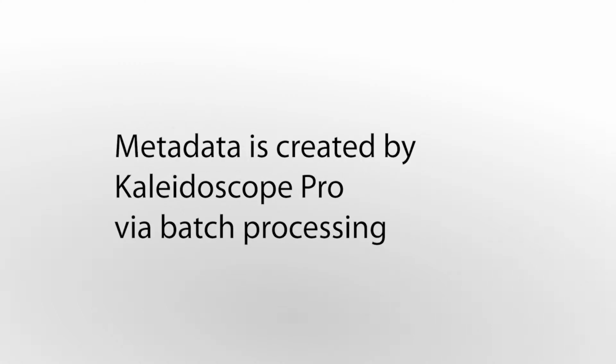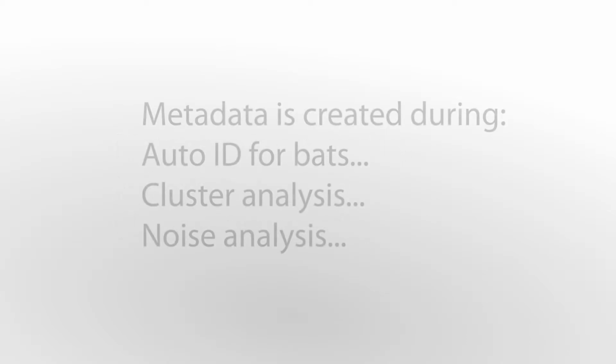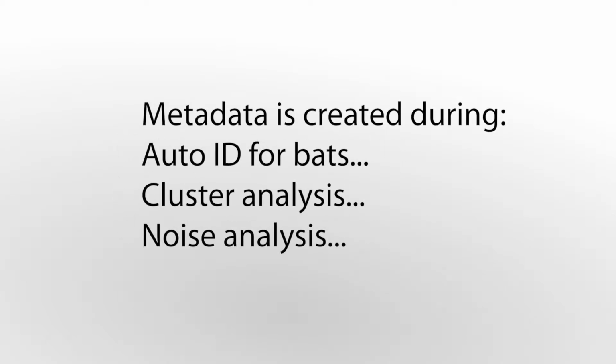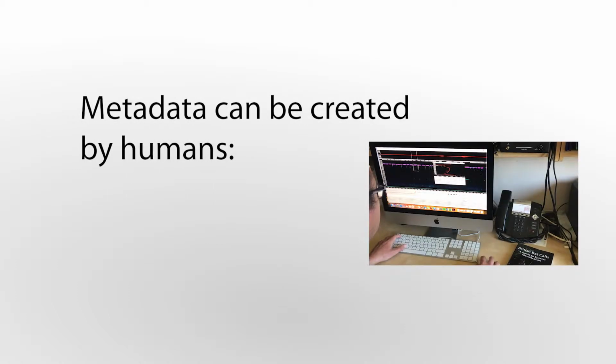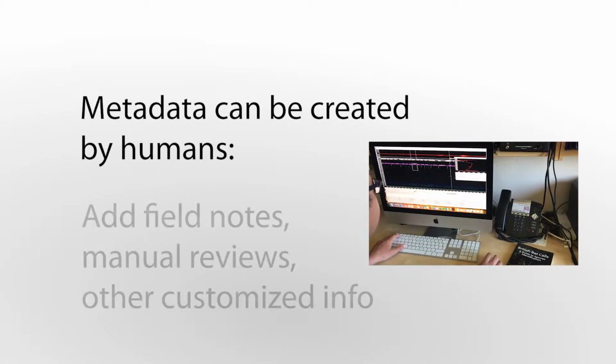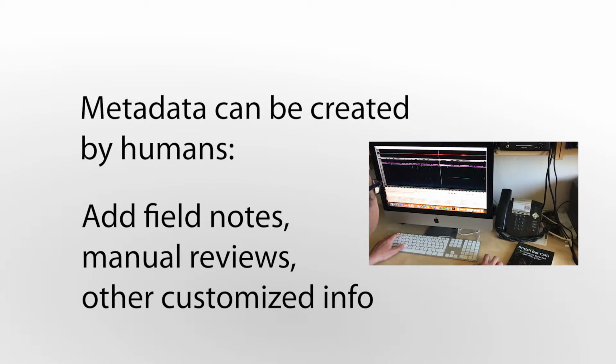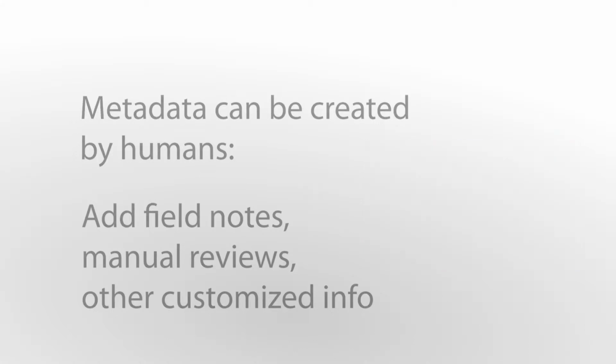Metadata is created by Kaleidoscope Pro when files are processed. For example, if an auto ID for bats batch process is run, the results of that batch process include new metadata. Metadata can be created by humans. Perhaps you'd like to add field notes, manual reviews, or other customized information.